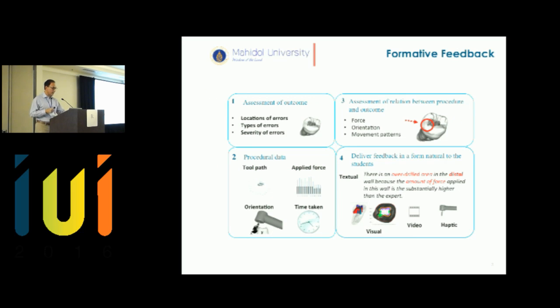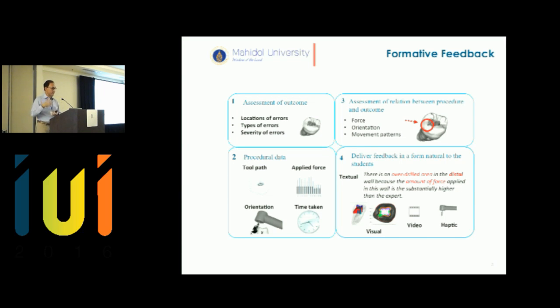So let me explain what I mean by formative feedback. If we want to provide effective formative feedback, first of all, we have to assess the outcome of the procedure. And so in dental surgery, we need to talk about what kind of errors occurred, where did the errors occur, how severe were the errors. Okay, that's the first piece.